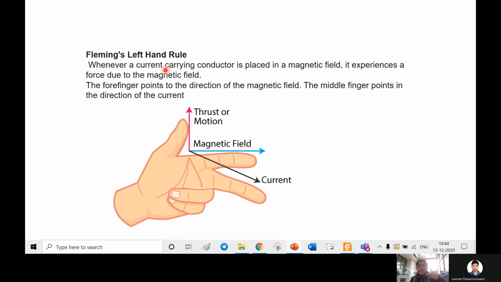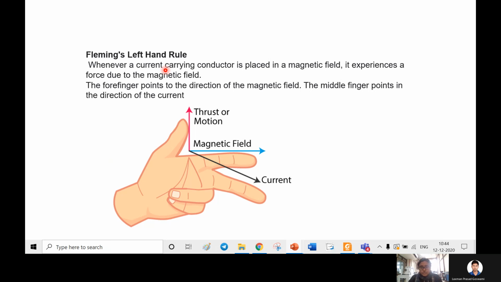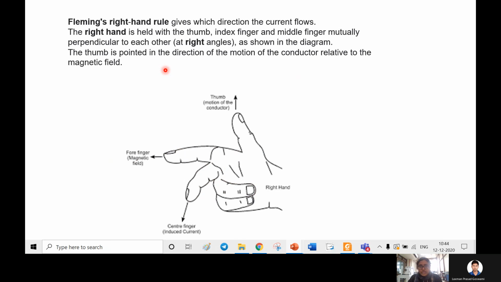First of all, take your left hand and place the thumb, the forefinger and the middle finger perpendicular to each other. The middle finger points in the direction of the current, and the forefinger directs the magnetic field. The direction of the thumb will give you the direction of the force. Just like you do it for the right hand, you will do it for the left hand also. These are the two rules, Fleming's right hand rule and left hand rule.